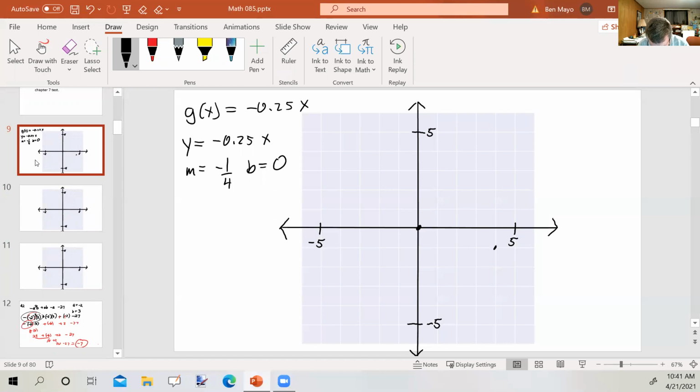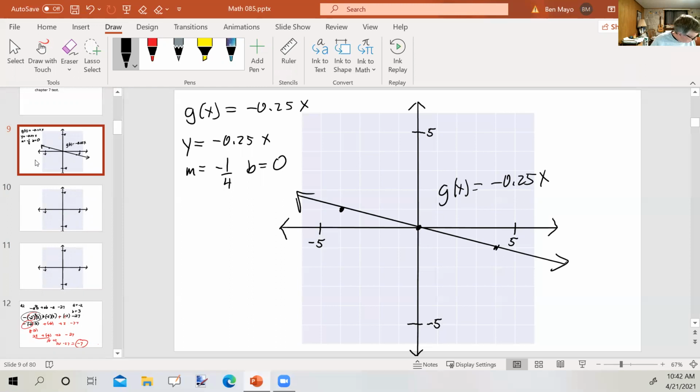And there is our graph of g of x equals negative 0.25x. Okay, my graph was off just a little bit there. I can see it's a little tricky to use this ruler on this graphing pad.